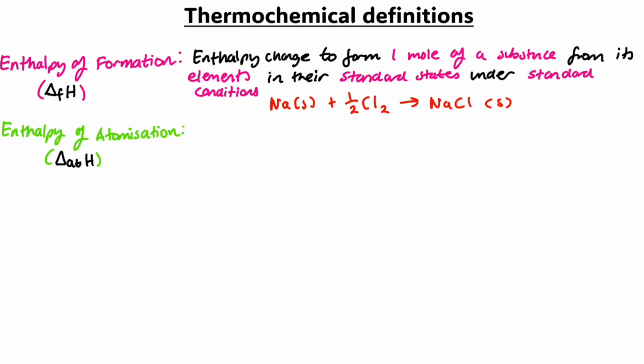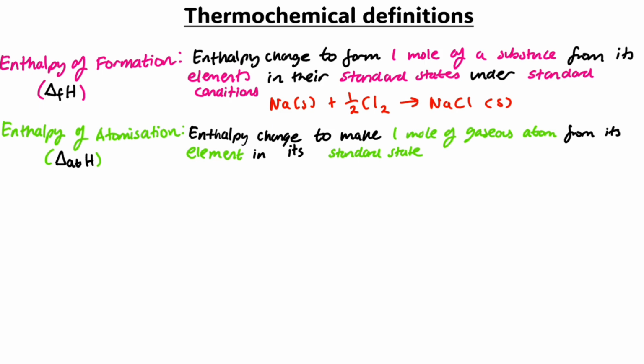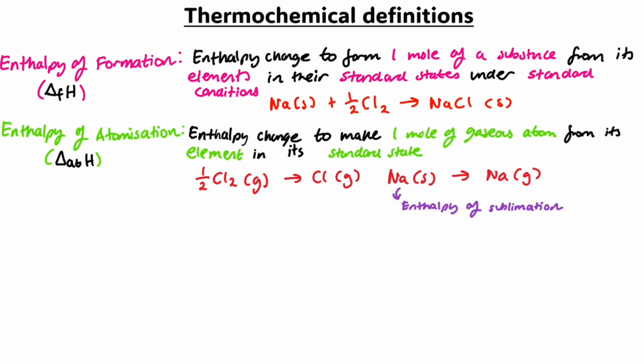Next, we got the enthalpy of atomization. So this is something new. The enthalpy of atomization is the enthalpy change to make 1 mole of gaseous atoms from its element in its standard state. So this is just 1 element. And an example equation is chlorine. So we got half a chlorine, which is in its gaseous state, to form 1 mole of the gaseous atom, which is chlorine. And then here we have sodium. So this is from its standard state, sodium as a solid, which forms 1 mole of a gaseous atom of sodium. And as we're showing this example, this is also called the enthalpy of sublimation.